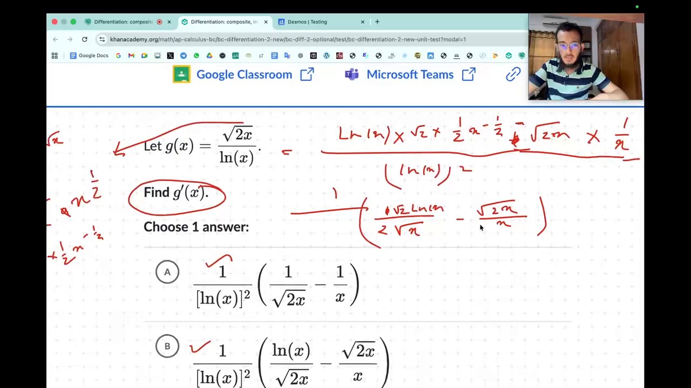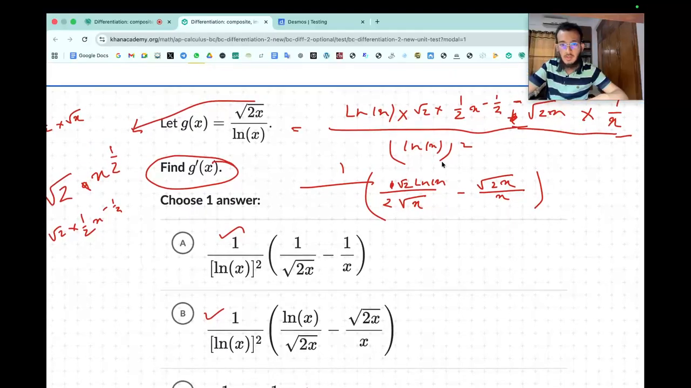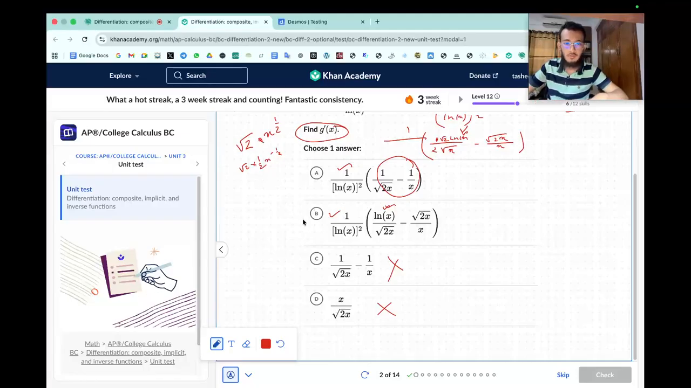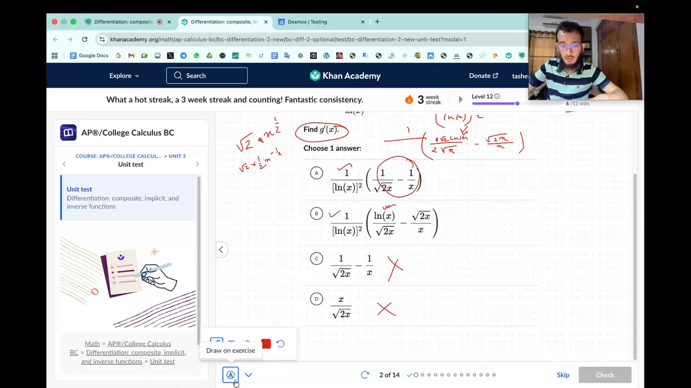Now the question is, which one of these is correct? As you can see, we have a ln x term, so in no way can you cancel that out. The ln x term must be there, so B is the correct answer. We don't have to simplify it further.